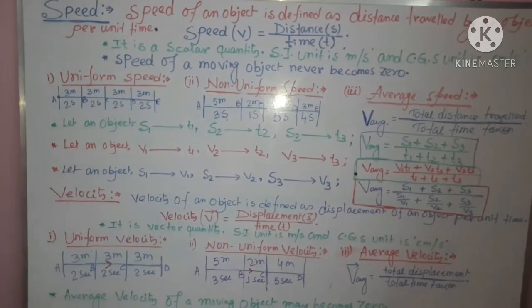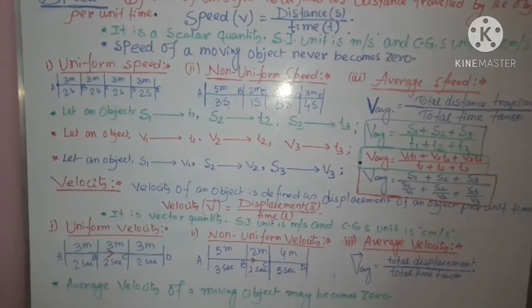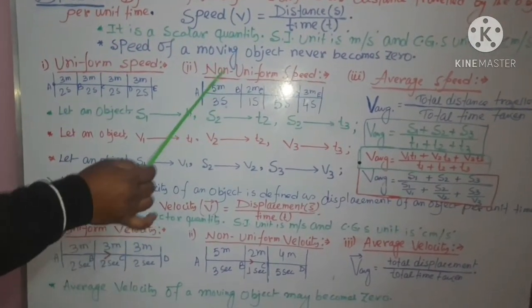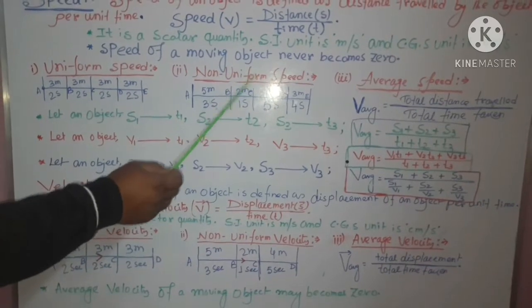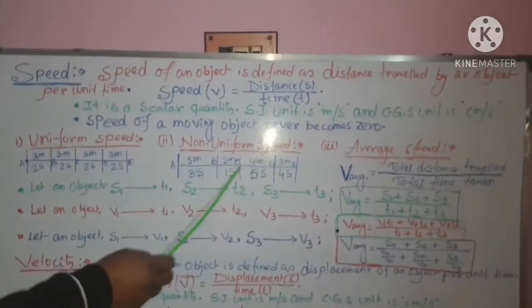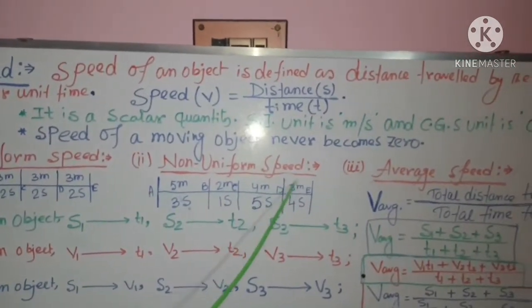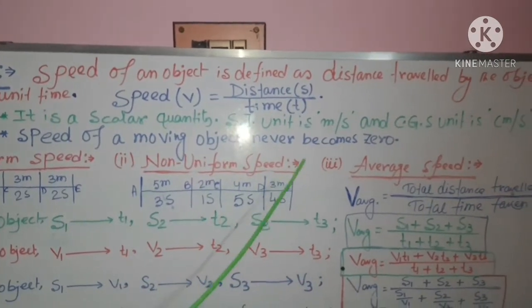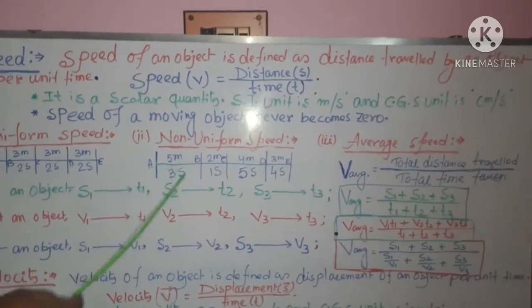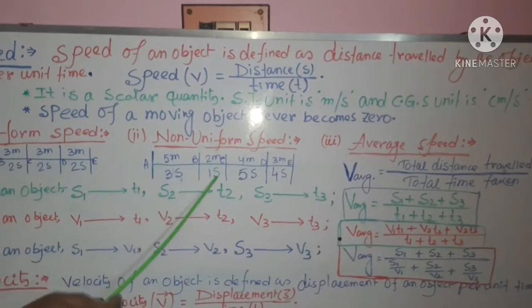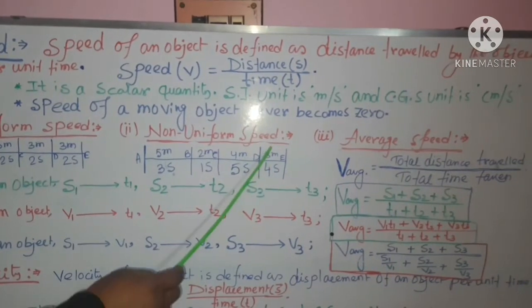Uniform speed. Now non-uniform speed. এবার দেখো, a moving object covers a distance of 5 meter in 3 seconds from A to B. তারপরে দেখো, B to C 2 meter 1 second. তারপরে দেখো, C to D distance is 4 meter, কত সময় গেছে 5 সেকেন্ড। তারপরে দেখো, D to E কত ডিস্টেন্স গেছে 3 মিটার 4 সেকেন্ডে। তাহলে দেখো, এই জায়গায় স্পিড হলো A to B স্পিড হলো 5/3, B to C স্পিড হলো 2/1, C to D স্পিড হলো 4/5 and D to E স্পিড হলো 3/4.